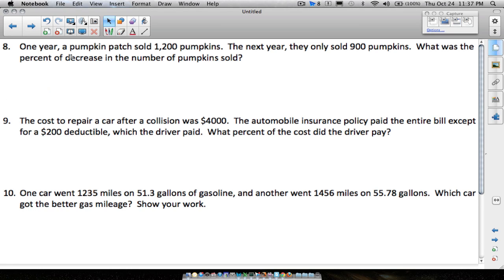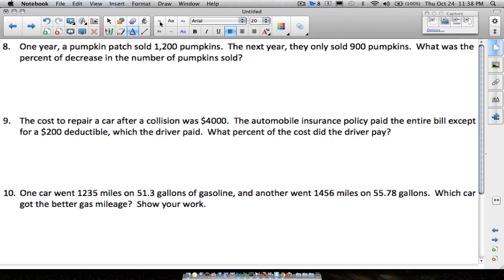Alright, now looking at number 8, 9, and 10. Numbers 8, 9, and 10 are real world problems, so let's make sure we leave our answers in complete sentences. Number 8, one year a pumpkin patch sold 1,200 pumpkins. The next year they sold 900 pumpkins. What was the percent of decrease in the number of pumpkins sold? The percent of increase and percent of decrease is all about whether you go up or down in regards to sales, in this case selling pumpkins.